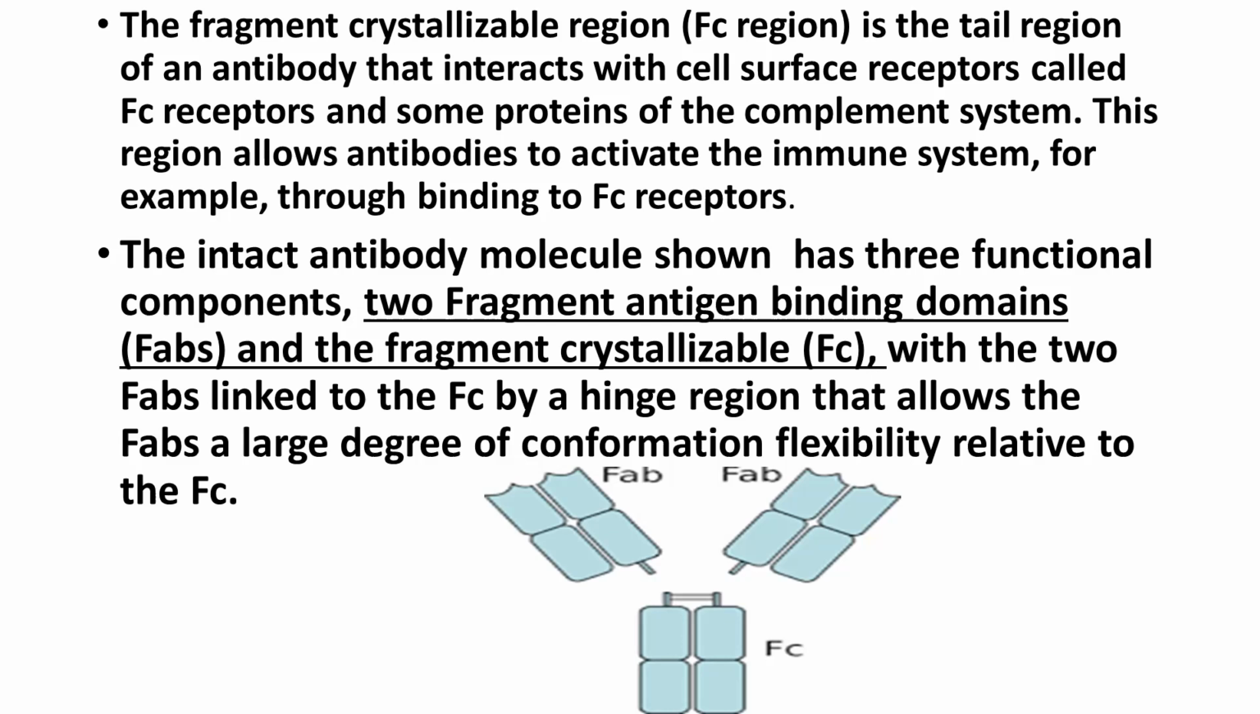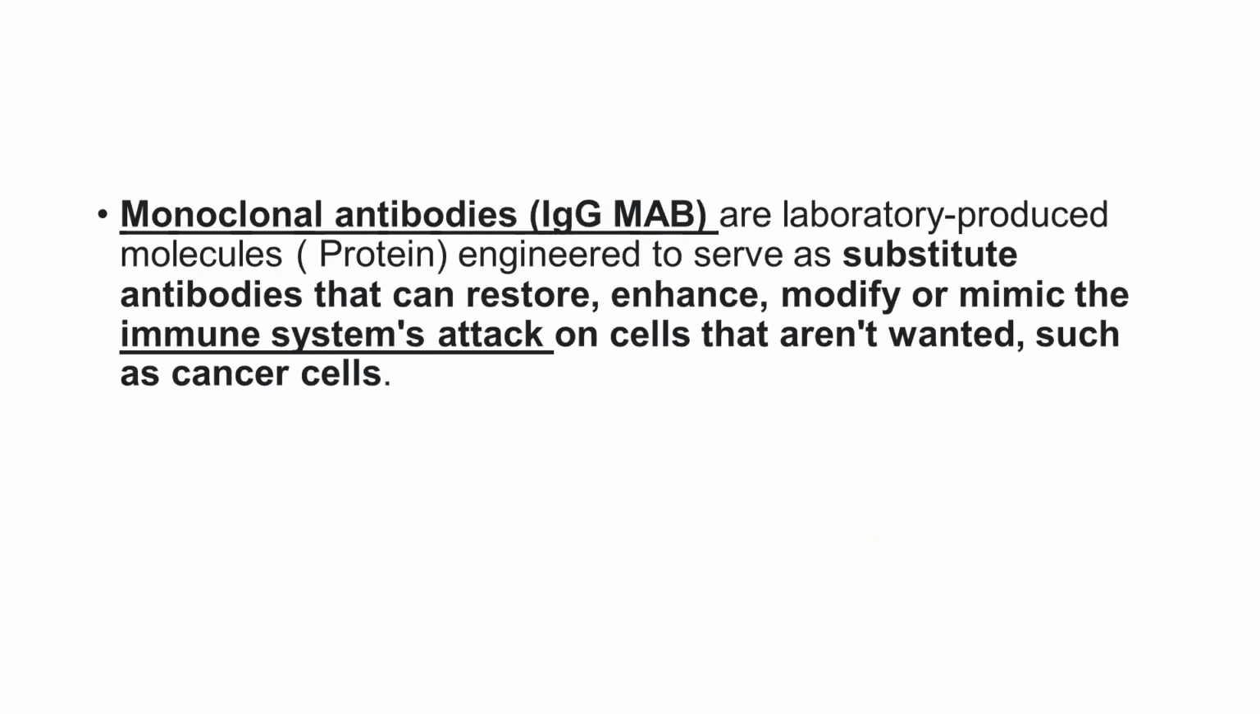There are two fragments, the antigen binding domains Fab and the Fc, with the two Fab linked to the Fc by a hinge region. This is the hinge region. So the Fc combines with the Fab region with the help of these hinges, which allows the Fab a large degree of conformational flexibility relative to the Fc fragment.